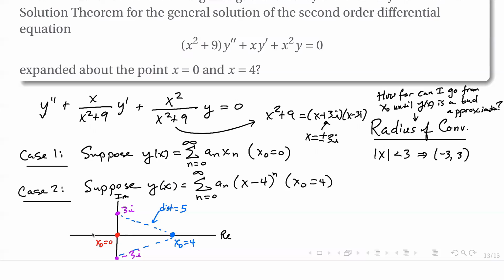So the radius of convergence here turns out to be 5. But be careful here. It's not absolute value of x less than 5. We're centered at 4, so it's absolute value of x minus 4 less than 5. So the actual interval is from 4, you can go 5 in either direction. If you go to the right, you end up at 9, but if you start at 4 and go to the left, you end up at -1. So that's our radius of convergence for a power series solution in this case.